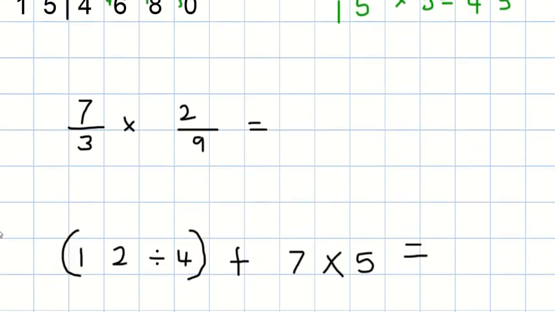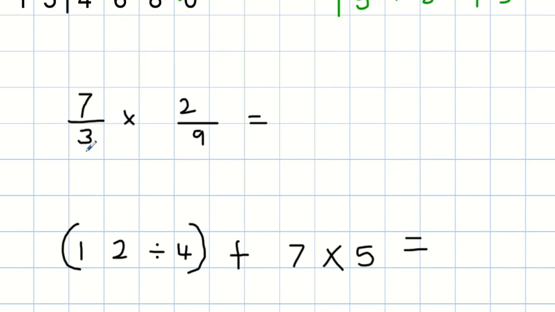Okay, question number 3 then. So we're multiplying fractions. We've got 7/3 multiplied by 2/9. When we are multiplying, do we need to convert the fractions before we begin? No, the fractions can stay as they are. So I start with the numerator. 7 multiplied by 2 is 14. And then I look at the denominators. 3 times 9 is 27.